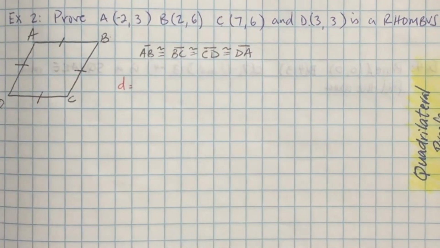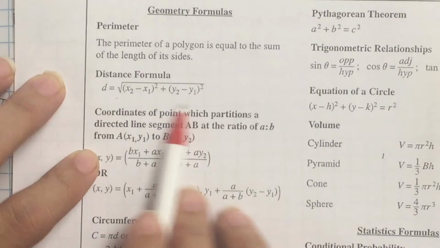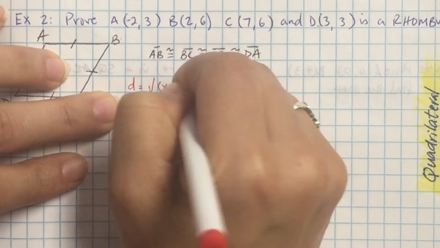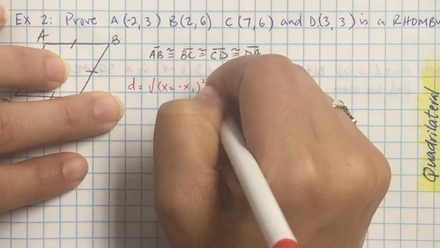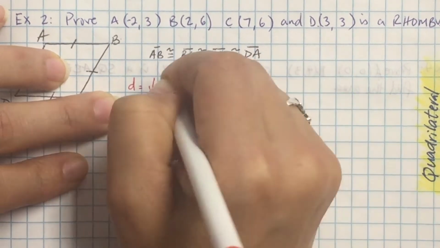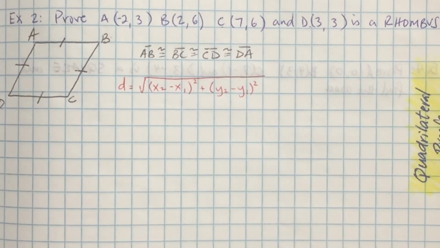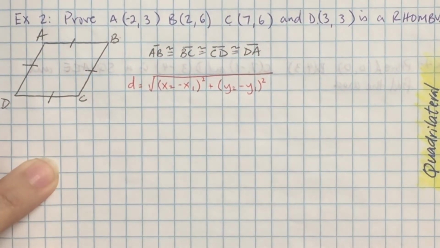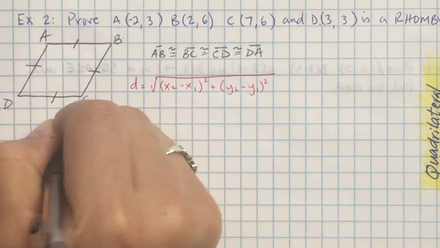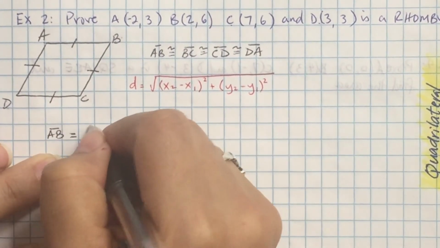So write down the distance formula again. This is found in your reference sheet. And there it is, so copy that down. And then all we're going to do is plug in. So we're going to do AB. And I'm not going to write down the coordinates, I'm just going to use it from the question.